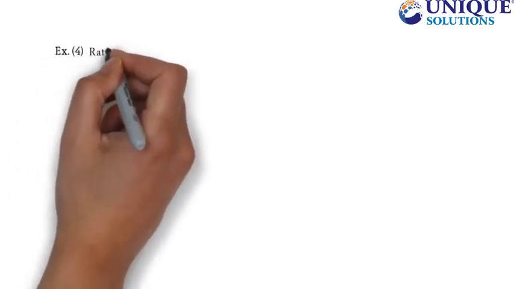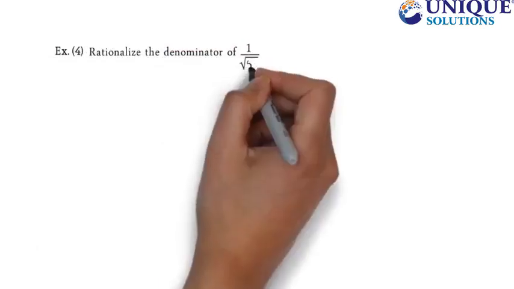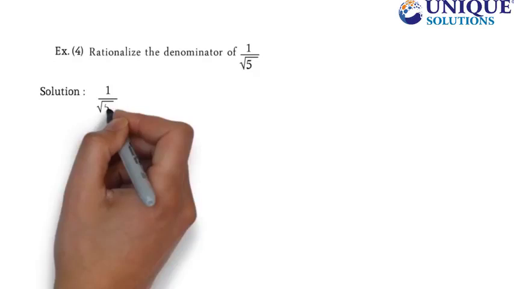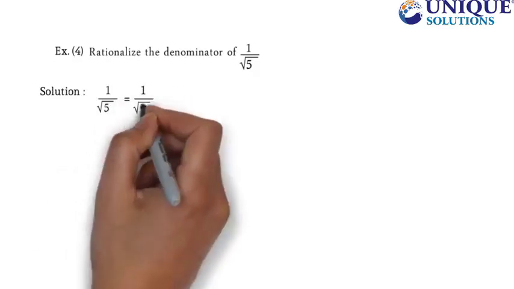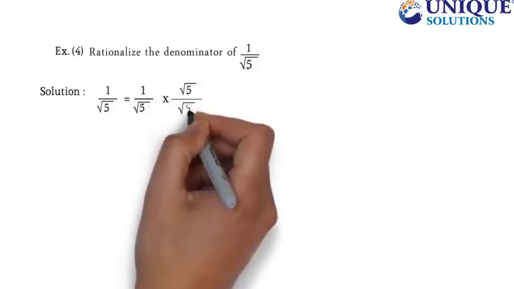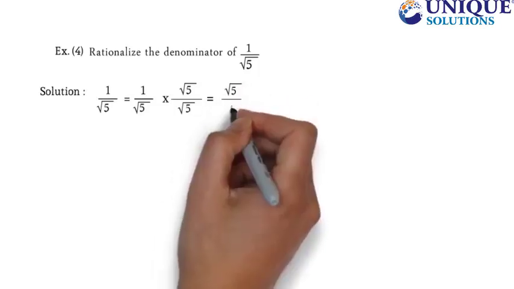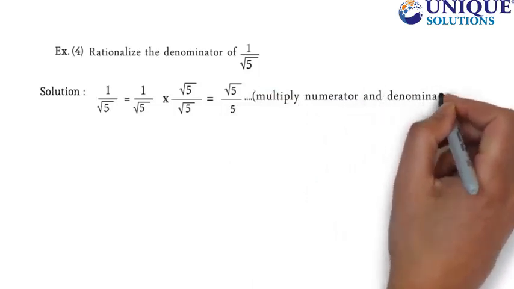Example 4. Rationalize the denominator of 1 upon square root of 5. Solution. 1 upon square root of 5 is equal to 1 upon square root of 5 multiplied by square root of 5 upon square root of 5, which is equal to square root of 5 upon 5. Multiply numerator and denominator by square root of 5.